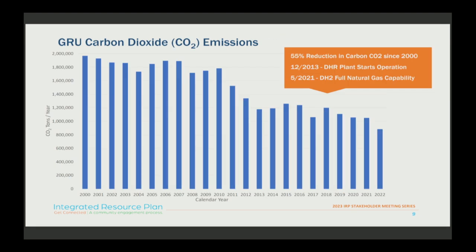So let's talk about CO2 emissions a little bit. Since 2020, we've basically reduced our CO2 emissions by about 55%. Part of that is due to DHR and the acquisition and the building of that plant. Another part of that is the conversion of Deerhaven 2 to be able to burn natural gas as a primary fuel source versus just coal. The combination of those have contributed to that, but you can see the decline actually started well before that. So just changes and modifications to our system have helped us emit less carbon as we move through time.